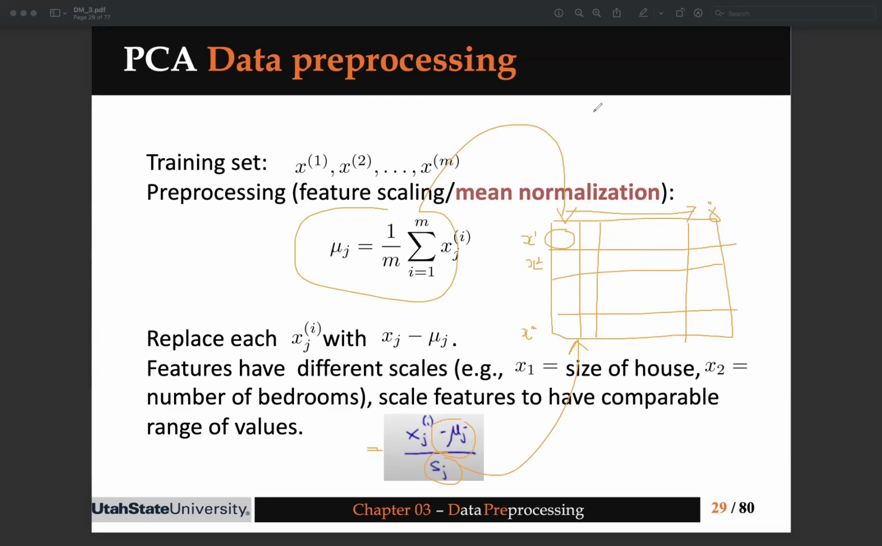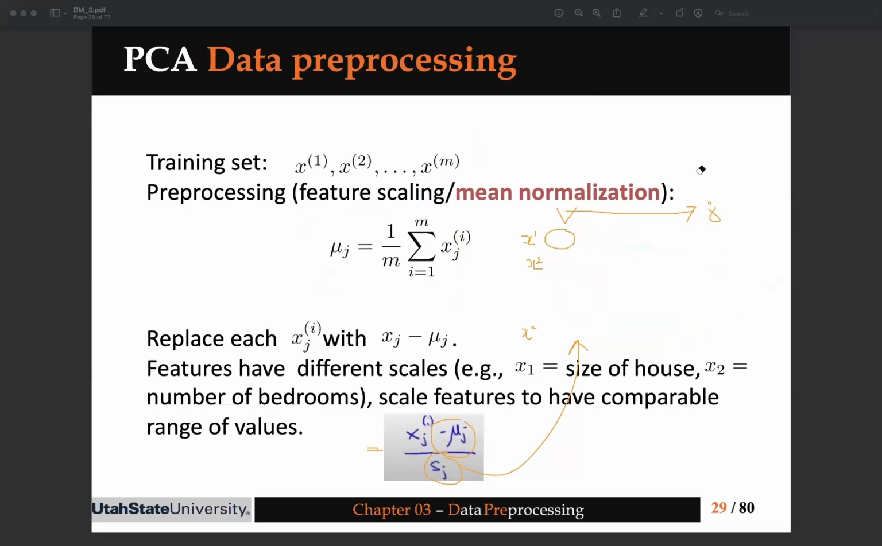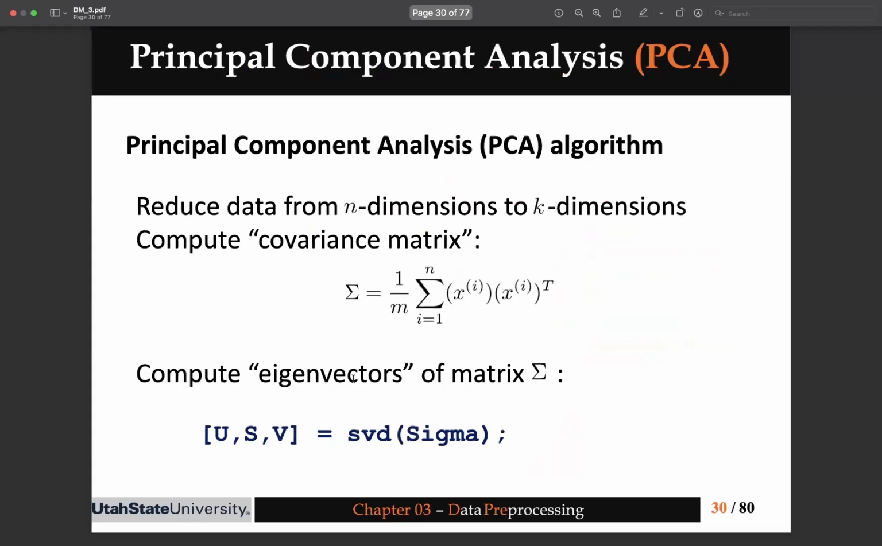So that way we're getting a mean normalized data set where all the features have the same range of values, between -3 and 3 in general. All right. So now that we have our data set normalized, we need to find what is known as the covariance matrix of our data set.